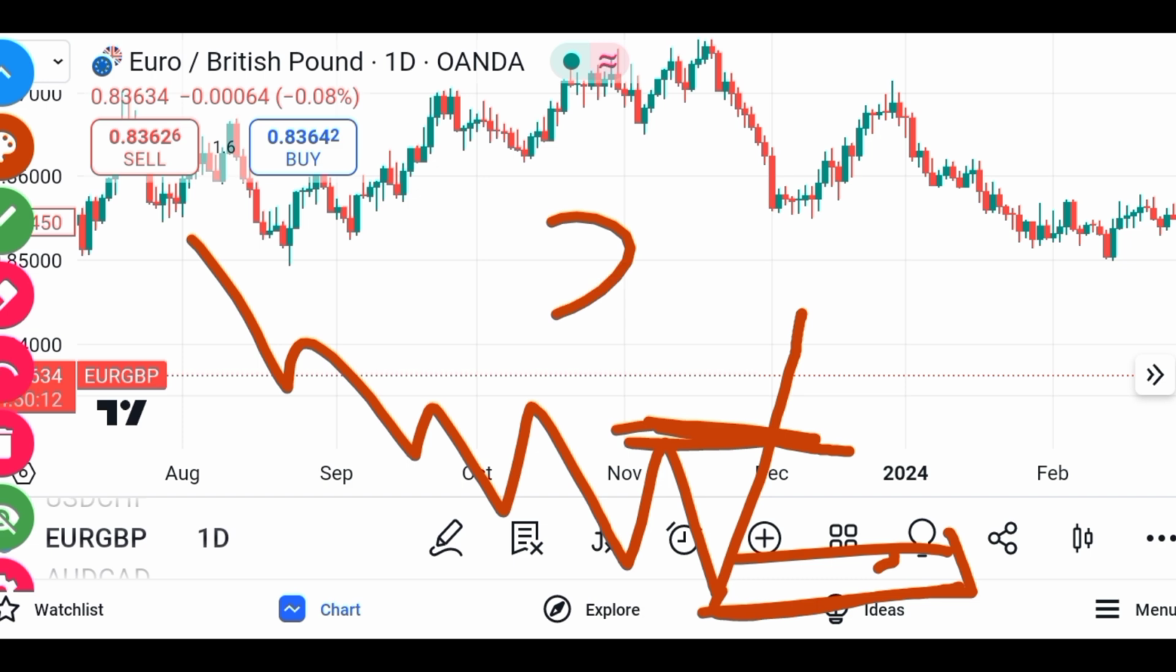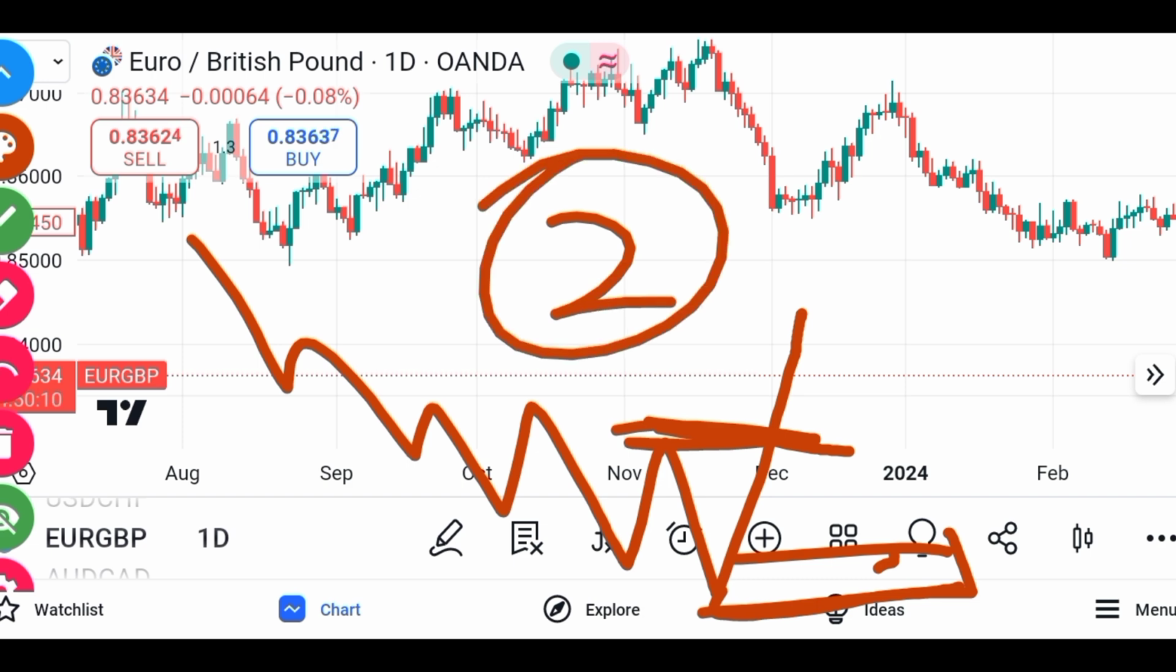Now, second, you're also going to see something I call an imbalance or fair value gap, and that's going to be noticeable within this portion. You're going to see a candlestick that gives you an imbalance or a fair value gap within this portion. Now we're going to go to the chart to see this for ourselves.